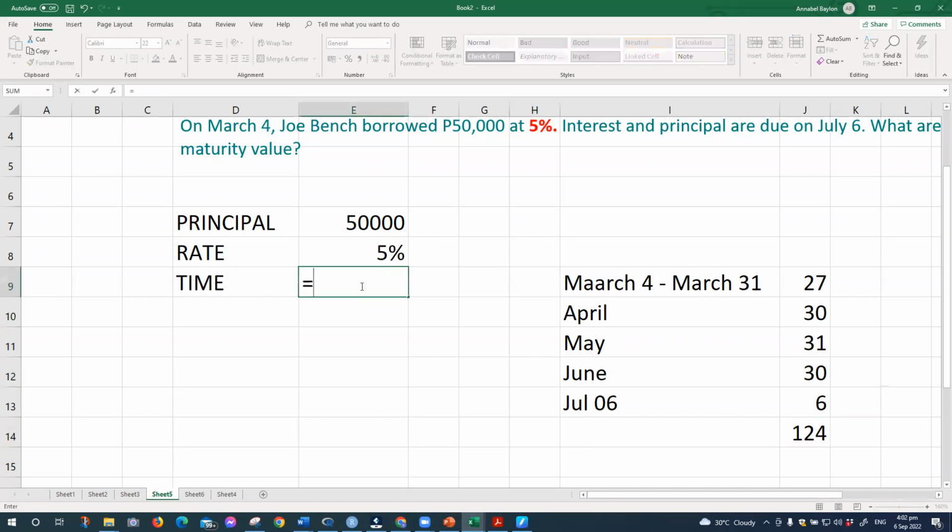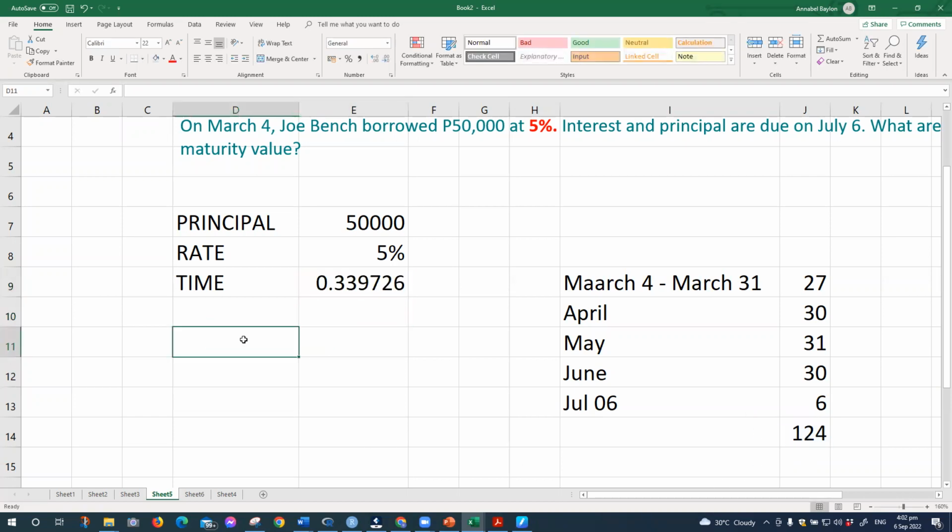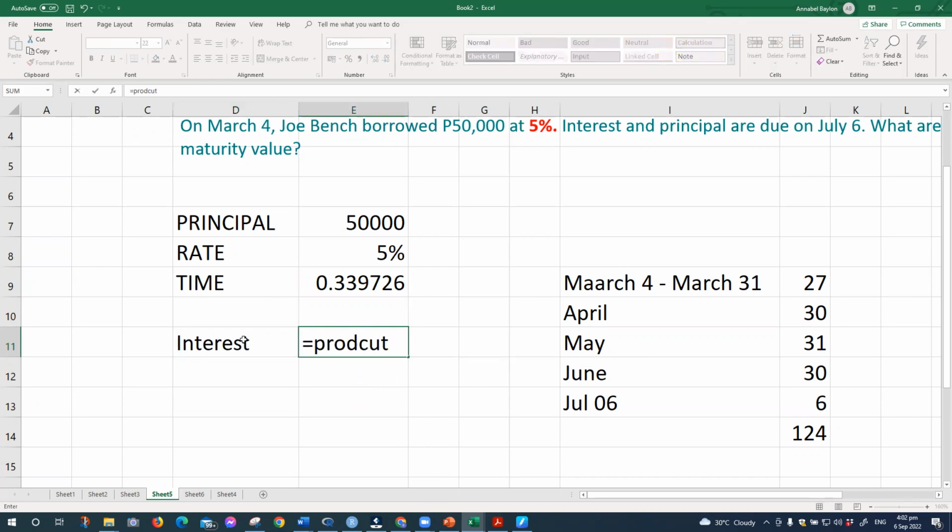So ang time natin dapat, 124, and then divide this by 365. Okay, why divide by 365? Kasi exact yung kinocompute natin. So our interest will be, interest natin, time na guys, may I have a few seconds lang. Okay lang ba? Okay. Few seconds lang to, no? Ito.